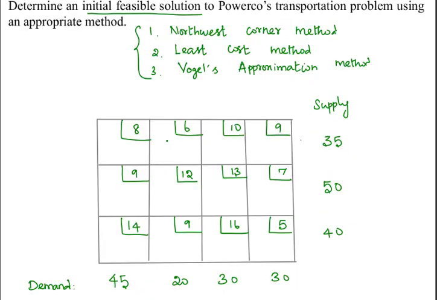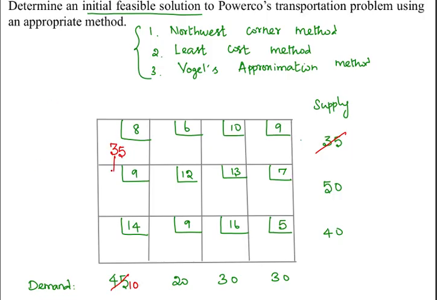The Northwest corner method is a very simple method. This is the northwest corner, my starting point. I want to give the maximum allotment in the northwest corner first. Here 35, here 45. Maximum I can give here is 35. So the supply is over, and the demand of city 1 is reduced, with only 10 remaining.